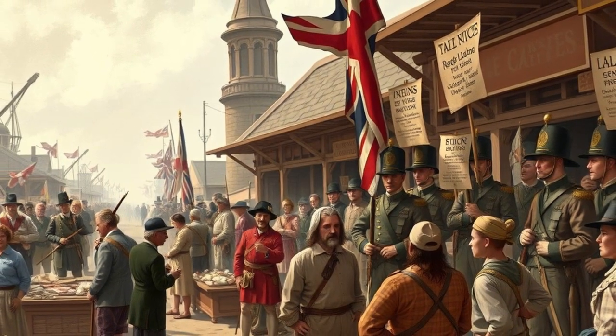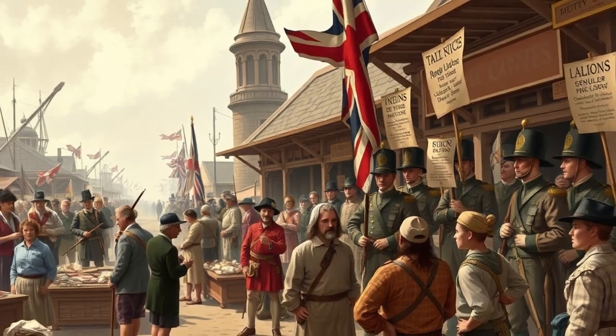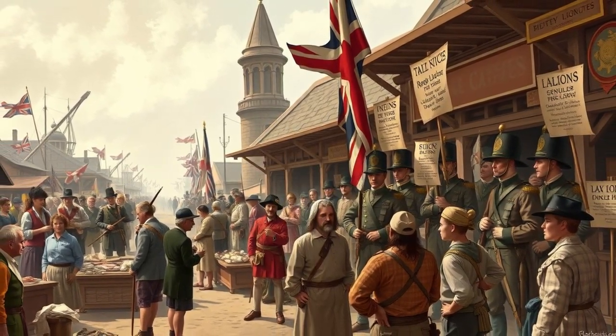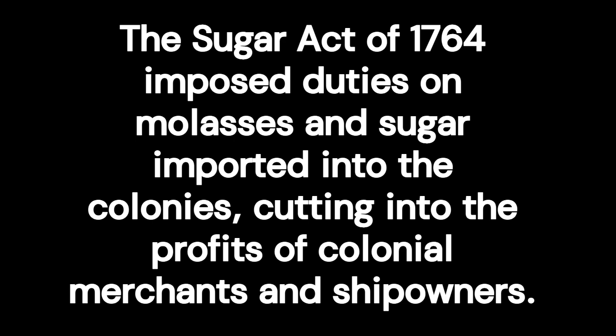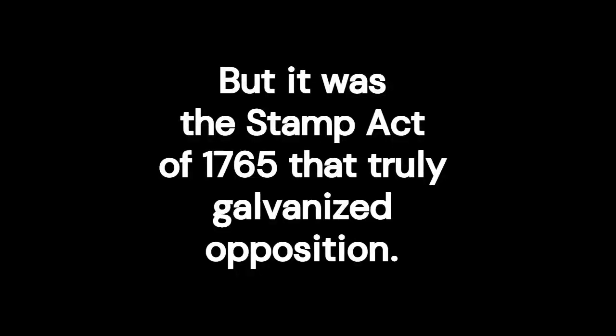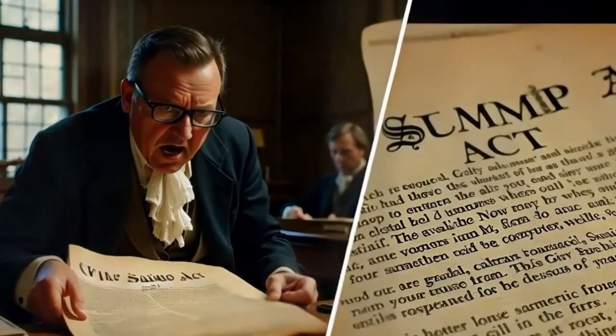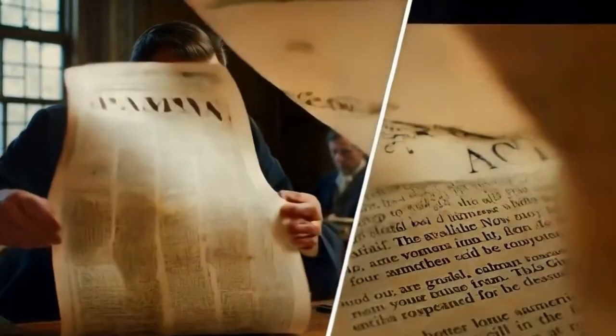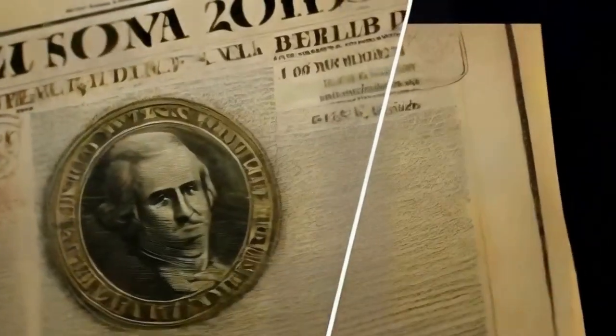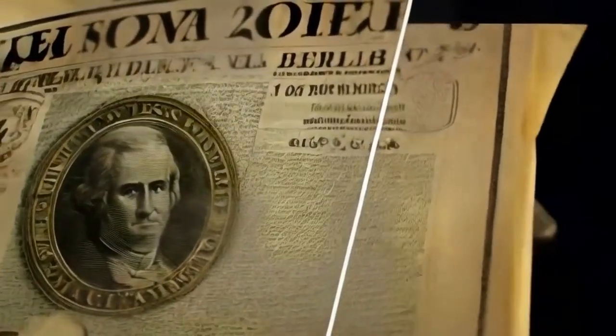The British government's attempts to assert control over the colonial economy further inflamed tensions. The Sugar Act of 1764 imposed duties on molasses and sugar imported into the colonies, cutting into the profits of colonial merchants and shipowners. But it was the Stamp Act of 1765 that truly galvanized opposition. This act required that all legal documents, newspapers, and even playing cards in the colonies carry a tax stamp, directly affecting a broad swath of colonial society.